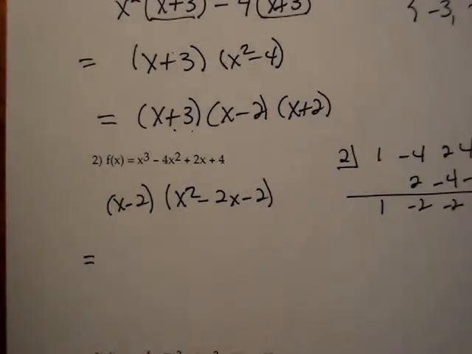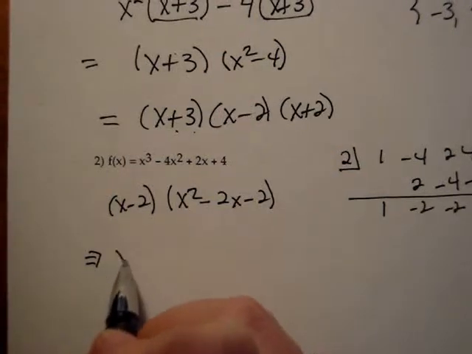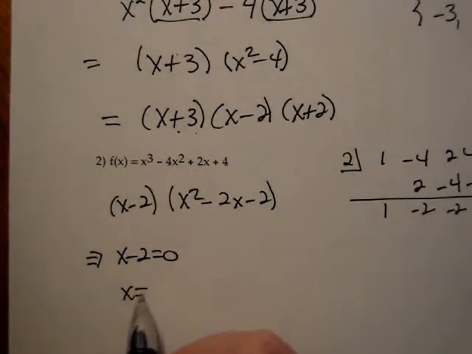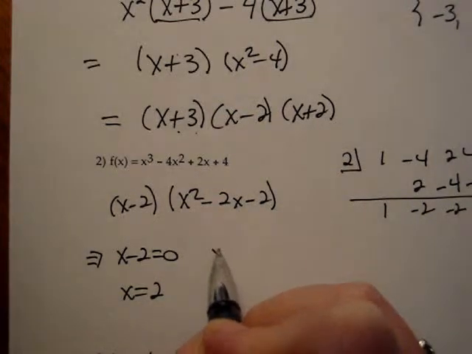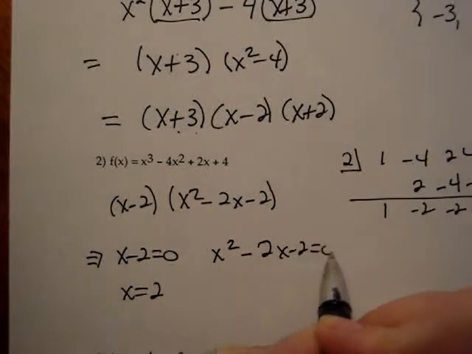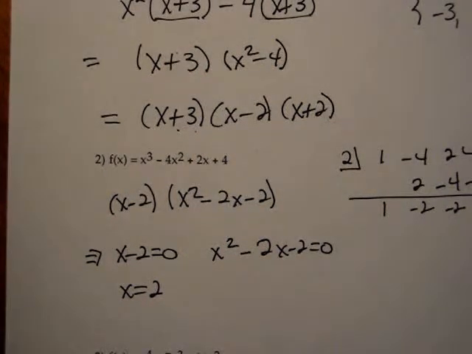So, what we do, remember they just want us to find the zeros. And to find zeros, you take your factors and you set them equal to 0. This one's easy, x equals 2. We already knew that was a 0. But now I solve x squared minus 2x minus 2 equal to 0, and I use the quadratic formula to do it. Okay, so let's get out our scratch paper once again.